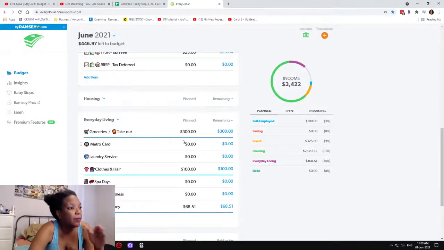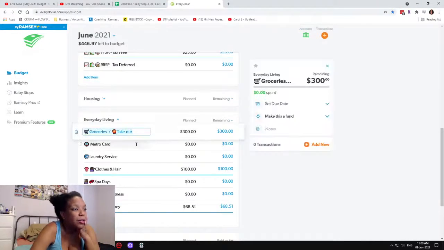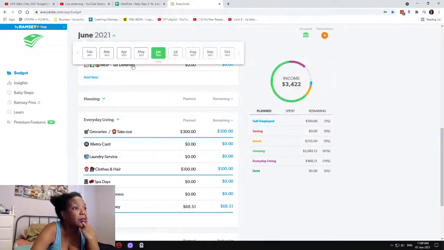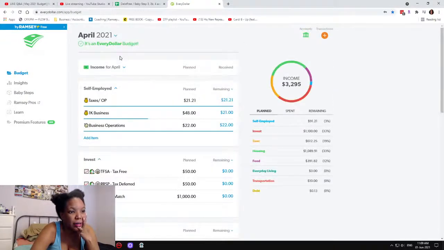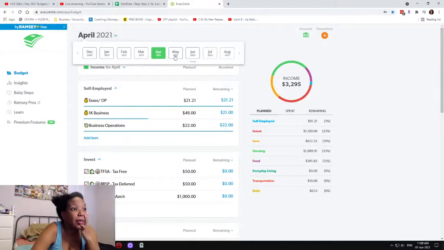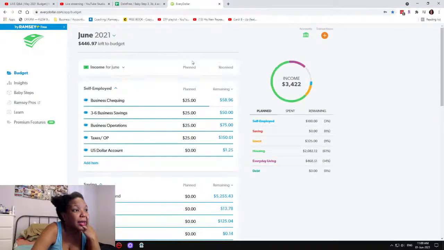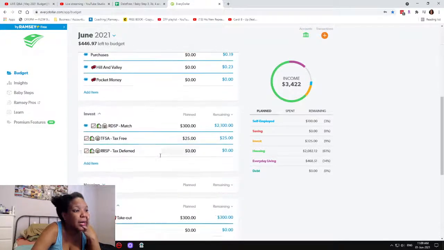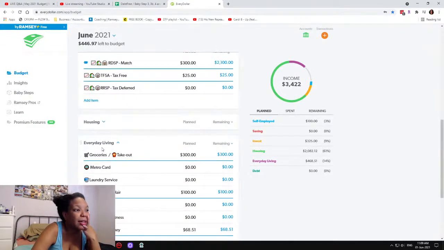So I need to figure out which of the categories needs those things. I typically spend for groceries and takeout. I also made changes for groceries and takeout. Groceries and takeout and my transportation used to be separate categories in my budget. I used to have a separate category for food and a separate category for transportation. I stopped doing that. I combined my food and my transportation into my everyday living category, which is also my lifestyle category.